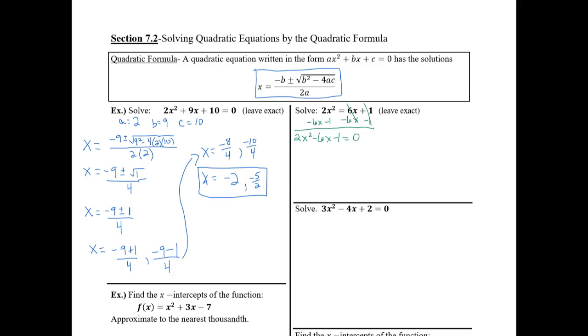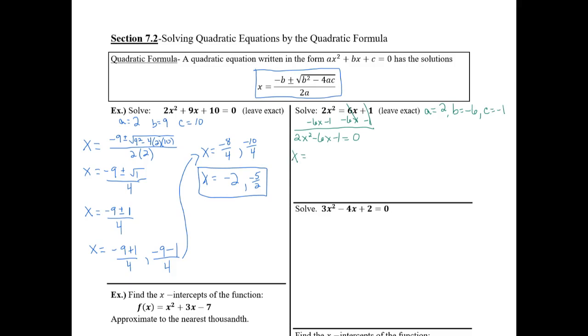Now it's in the standard form. It's set equal to 0, and we can identify A, B, and C. A is the coefficient to the x squared, 2. B is the coefficient to x, which is -6, and C is our constant of -1. We're going to plug that into our equation.